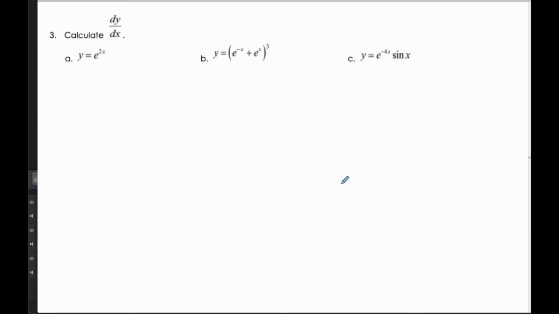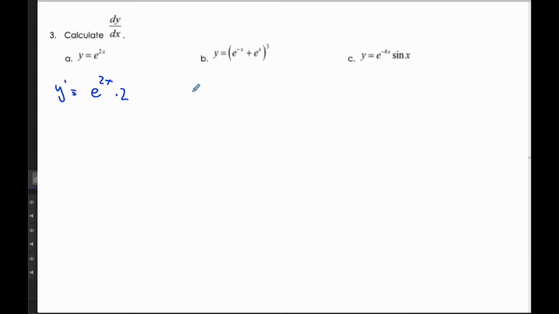Let's try a couple examples. Here I want to find y prime, and I recognize that there's a chain rule happening. So I start with the outside function, which is e to the x, which is just itself, times the derivative of the inside function, which is 2x, so times 2. And so here is the derivative.